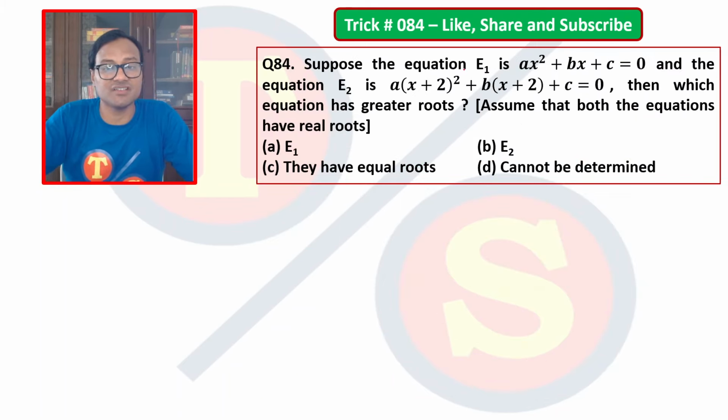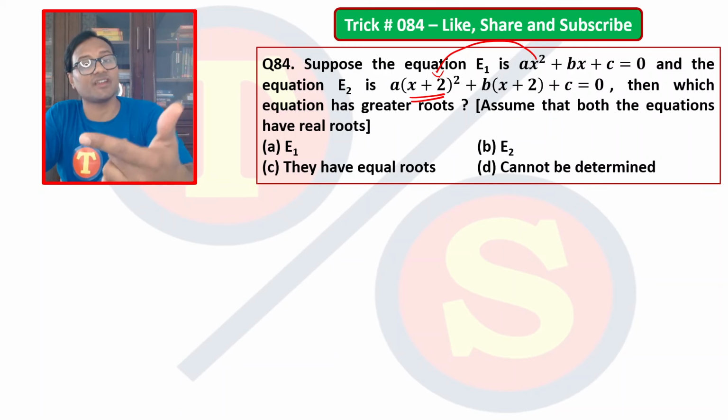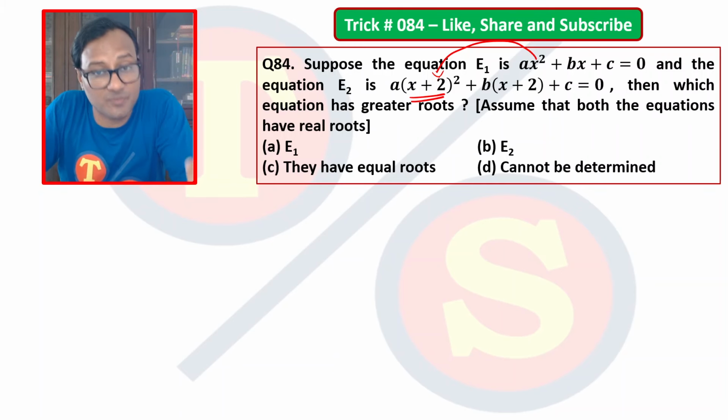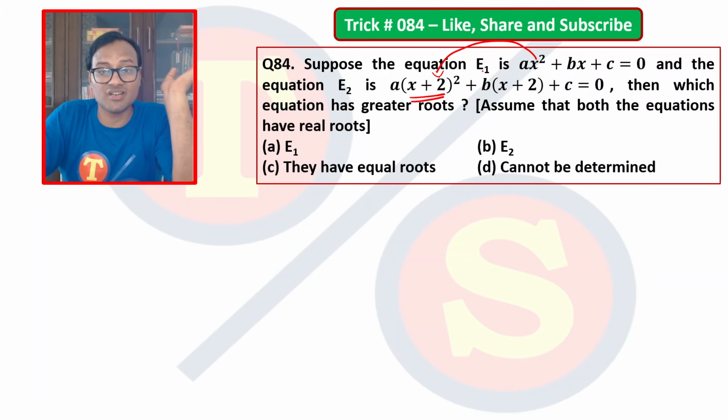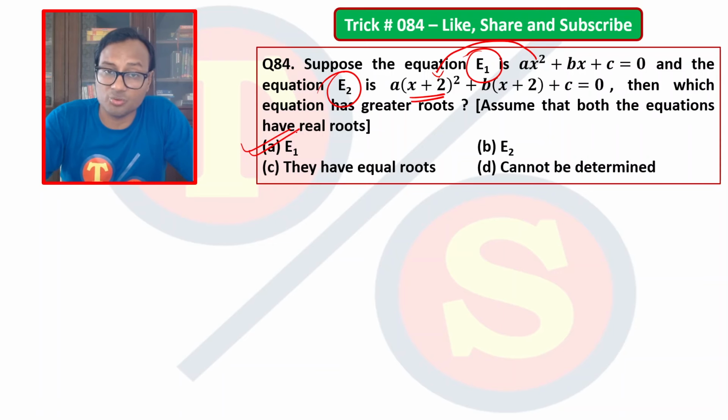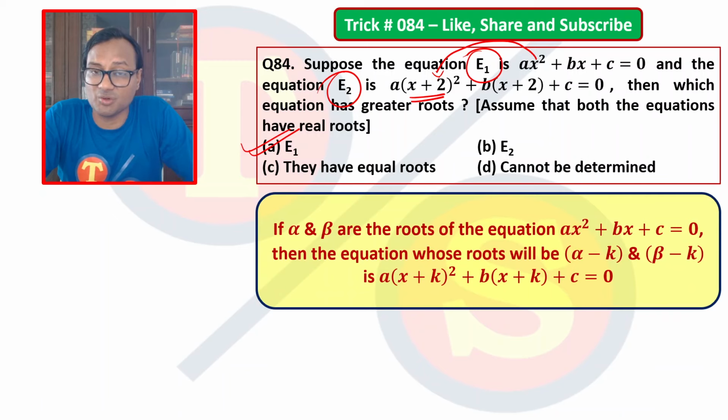Then after that, if I see 84, suppose the equation E1 is this and the equation E2 is this, which means in place of x I am putting x plus 2. So if I am increasing the value of x, in place of x I am putting x plus 2. So basically I am decreasing the values of the roots, which means that the roots of E1 will be greater than the roots of E2. So which equation will have greater roots? I will say E1 will have greater roots, right?